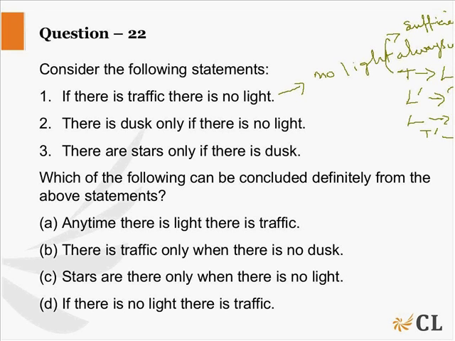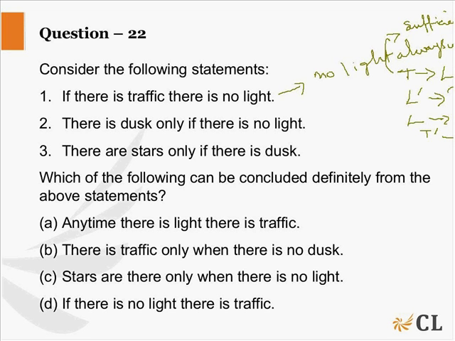Right. Now, there is dusk only if there is no light. We have done this. There are stars only if there is dusk. So let's take the third condition also into account. So the stars will be there only when there is dusk, right? But at the same time, if there is dusk, I cannot comment upon the status of the star. If there are no stars, again I cannot comment on the status of the dusk. But if there is no dusk, then definitely the stars are not there, right?